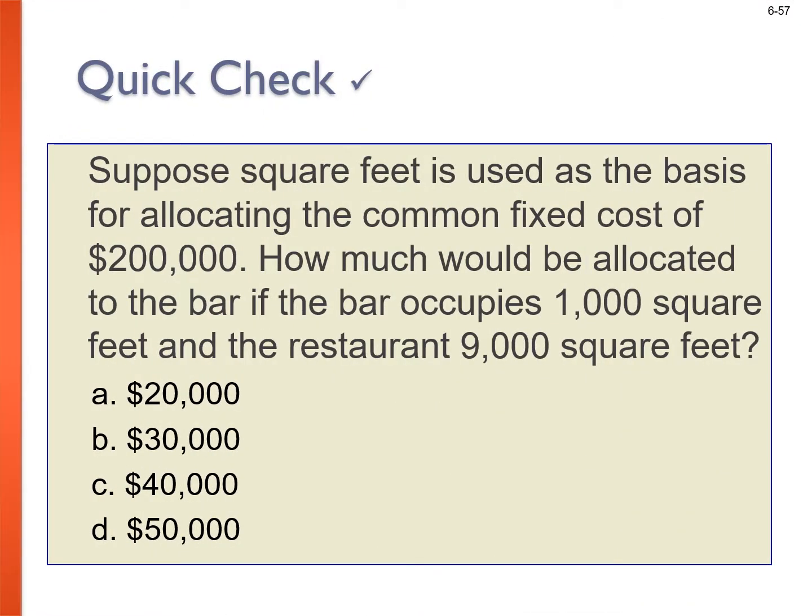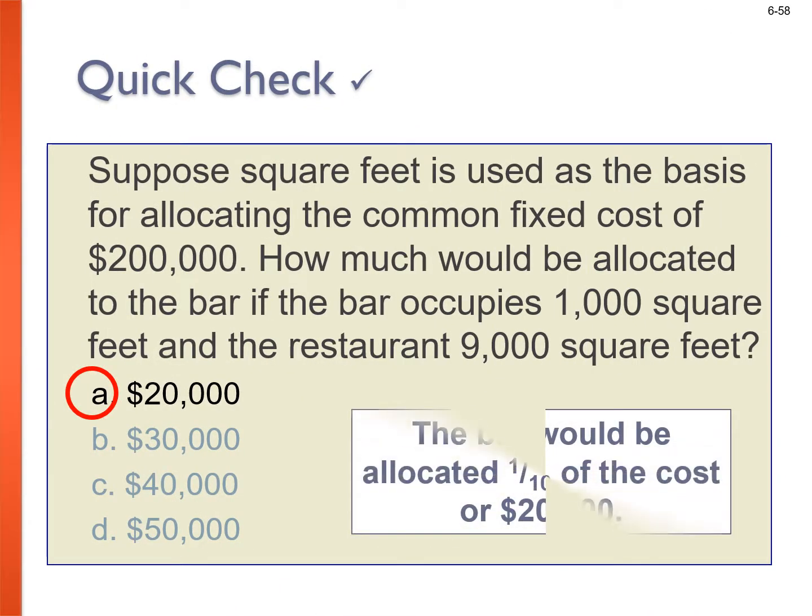Suppose square feet is used as the basis for allocating the common fixed cost of $200,000. How much would be allocated to the bar if the bar occupies 1,000 square feet and the restaurant 9,000 square feet? The bar would be allocated 1/10 of the cost, or $20,000. 1,000 square feet over total square feet of 10,000.